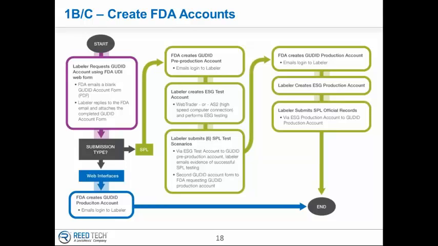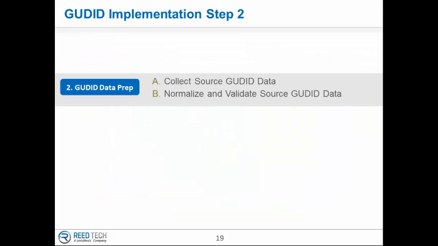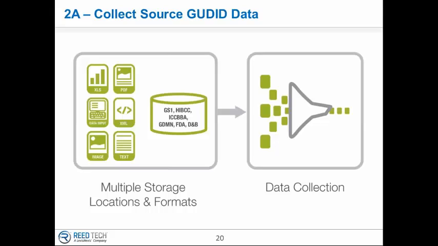Step 2 is collecting the source data and normalizing and validating that source GUDID data. And here I also want to start, again, painting this theme of master data management. As you see on this chart, there are various places in which data is coming from, multiple storage locations and formats, and we have this huge data collection effort now to obtain all of the GUDID data elements. This is something that we're probably not going to want to have to replicate again in the future.